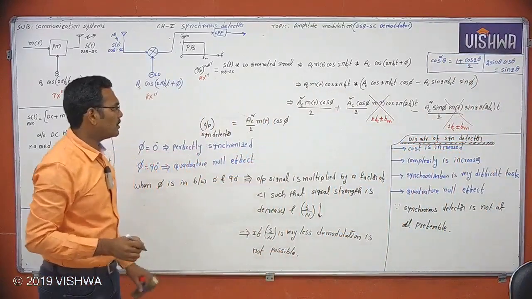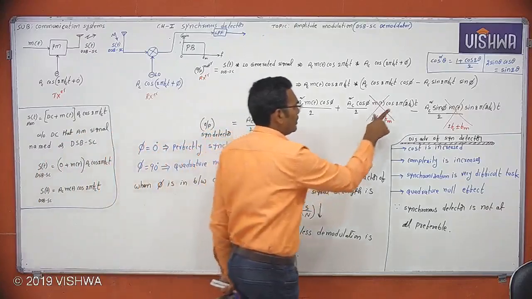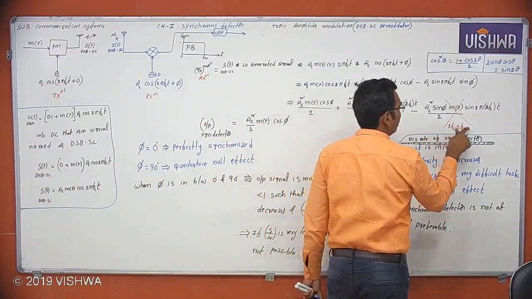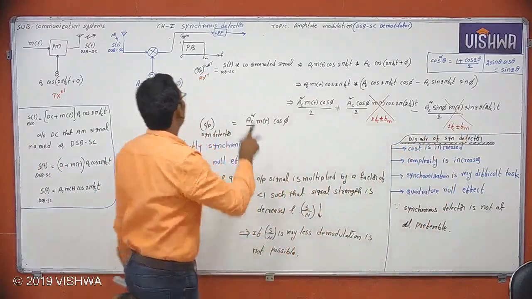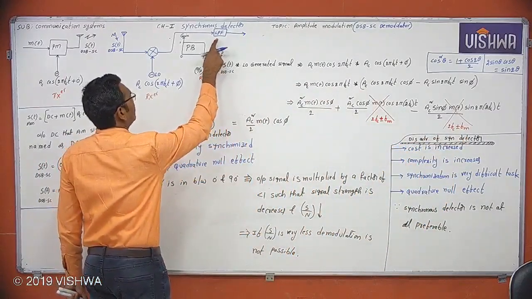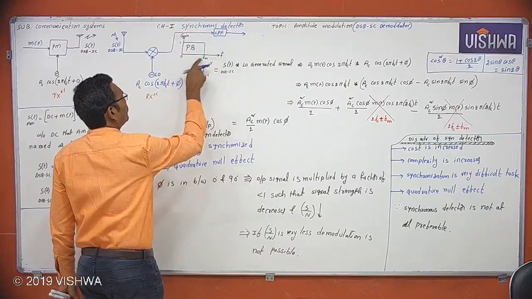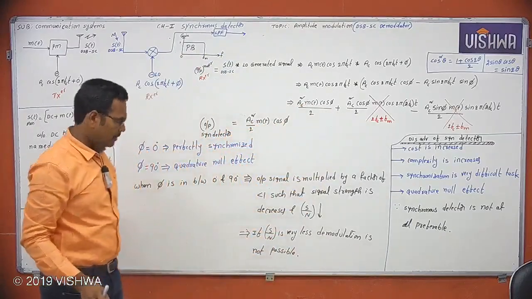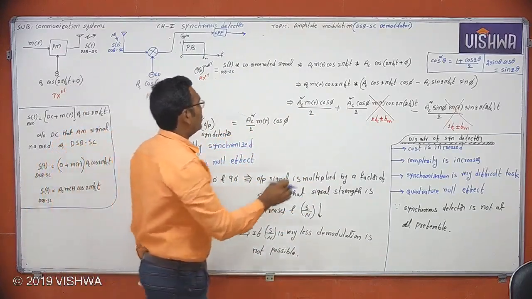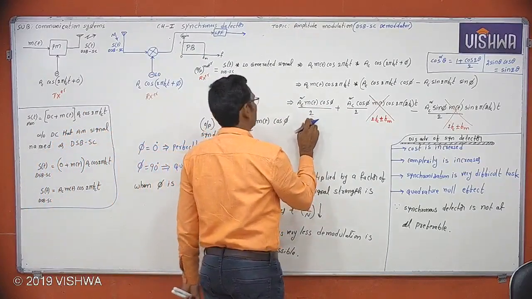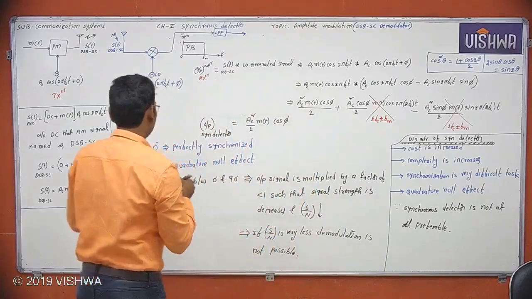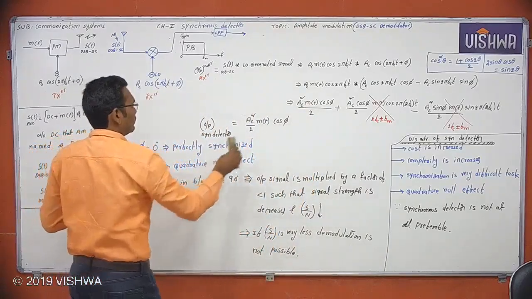Now see here. The terms at 2FC plus FM and 2FC minus FM are not allowed, 2FC plus or minus FM is also not allowed, because this is a low pass filter, which passes low frequencies from 0 to FM. That high frequency band of frequencies is eliminated. So now what is the output of this demodulator? The output of this synchronous detector is AC square by 2 m of t cos phi. Now see here.